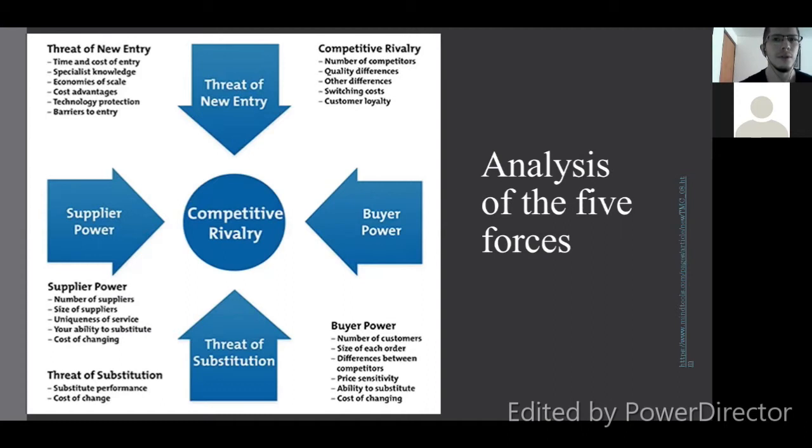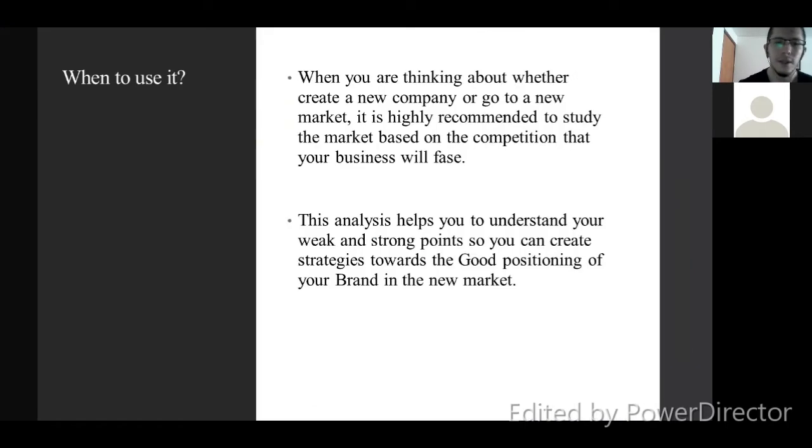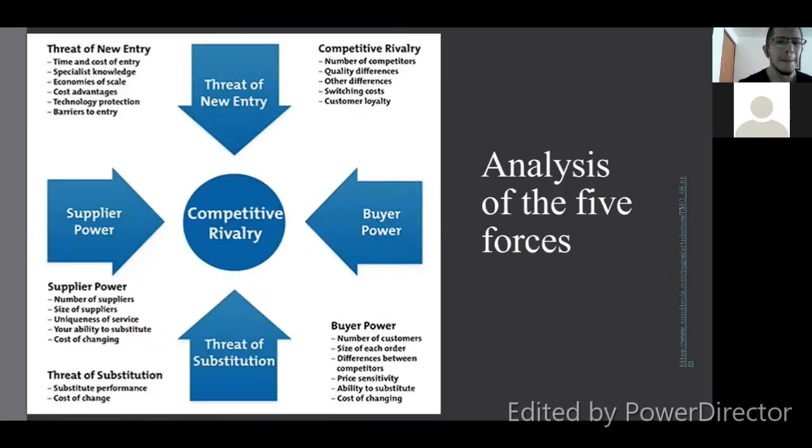Then you can go to the competitive rivalry. Basically, you are going to check the number of competitors, the quality differences, other differences in terms of delivery, cost of production, the threat of substitution. It is basically if by changing the product that they are familiarized with, is going to represent a lot of money or some different tasks if they have to go to a different place, or if the delivery conditions change, different aspects that you will find in this specific force.